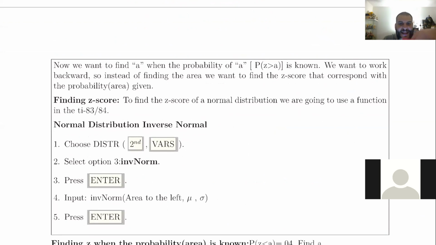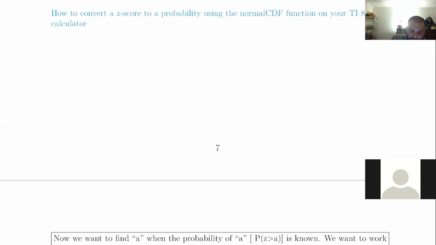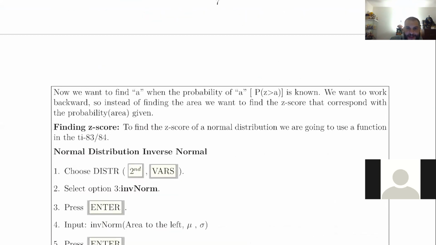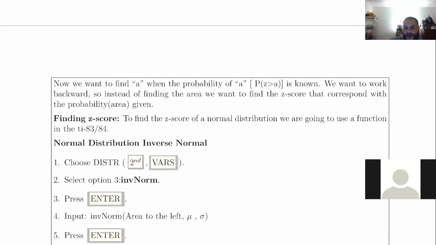Cool. All right, so up next, we're going to do the opposite. What we've been doing is getting a z value and converting that into a percent. So we started off with a z value, but we ended up with the percentage. What we are now going to be working on is pretty much working backward. We're going to start off with the percent, and we want to end up with the z value.